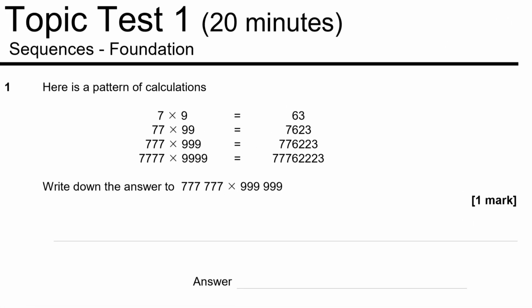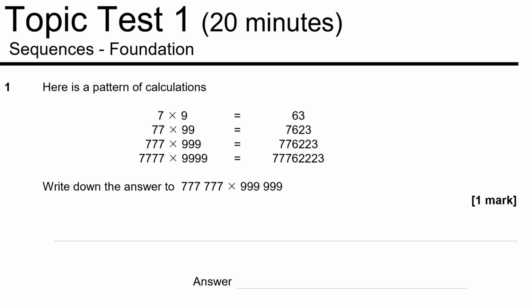Here is a pattern of calculations. I've got 7 times 9, and that's 63. 77 times 99 is 7623. 777 times 999 is 776223, and 7777 times 9999, I can't remember how many nines that was, is equal to 77762223. Can you see any patterns there?